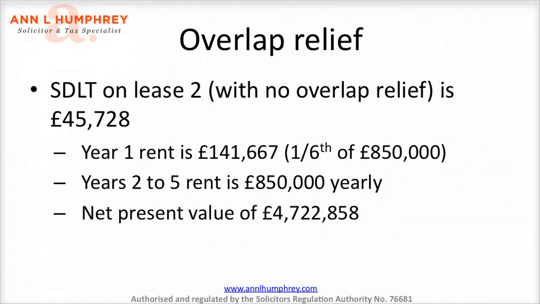For Lease 2, the stamp duty land tax with no overlap relief is £45,728. This has been calculated on the basis of Year 1 rent being £141,667, which is 1/6 of £850,000. Years 2 to 5 is £850,000 yearly. The net present value is £4,722,858.